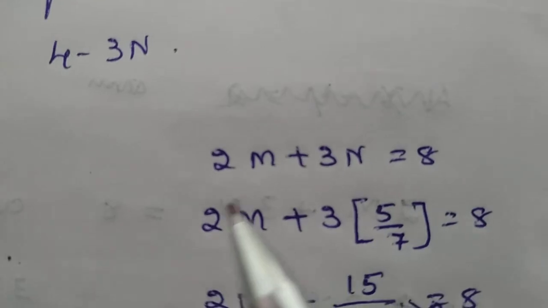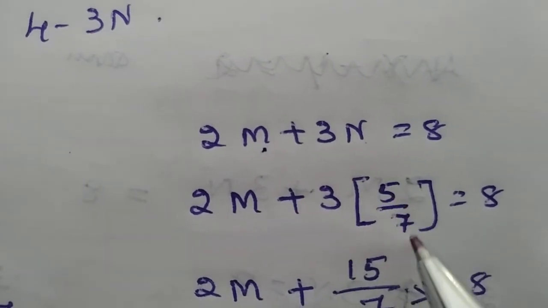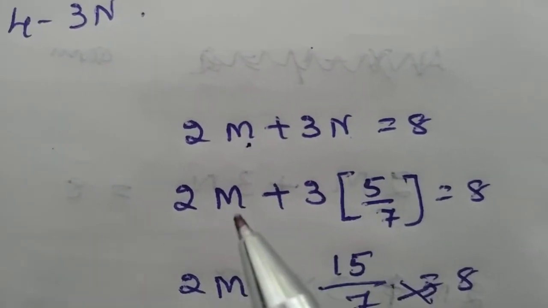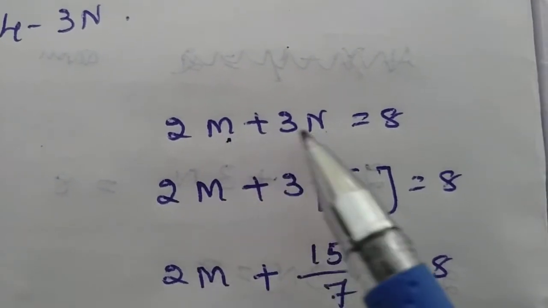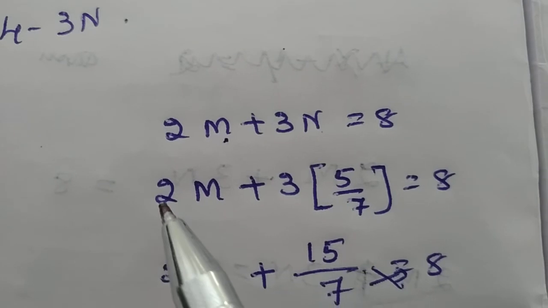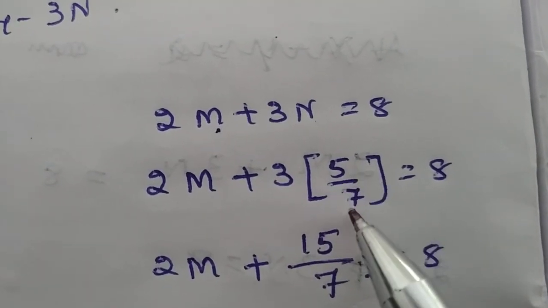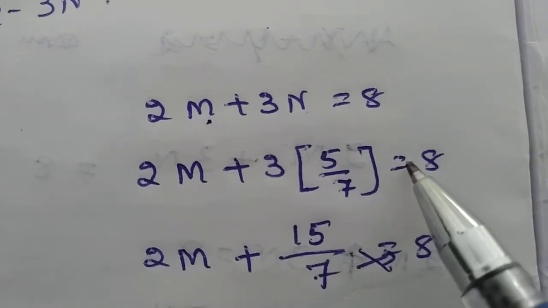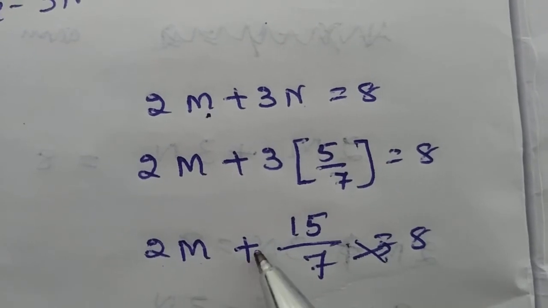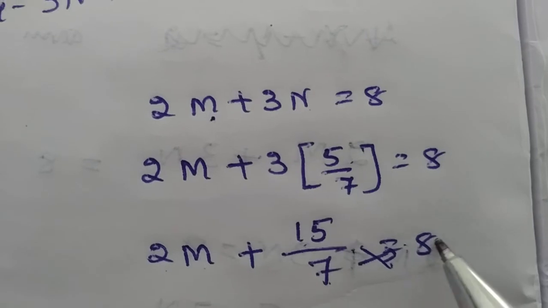Let us see how to find this value m. We have to substitute it. The n value is 5 by 7, let us substitute it. Then we'll find out the value of m. For that we have taken the first equation. 2m plus 3n is equal to 8. In place of n we substitute 5 by 7, what we got earlier. 2m plus 3 into 5 is 15 by 7 is equal to 8.